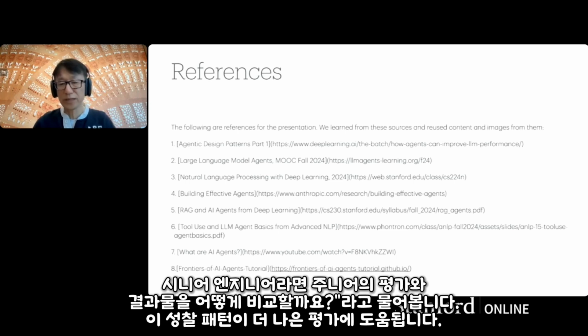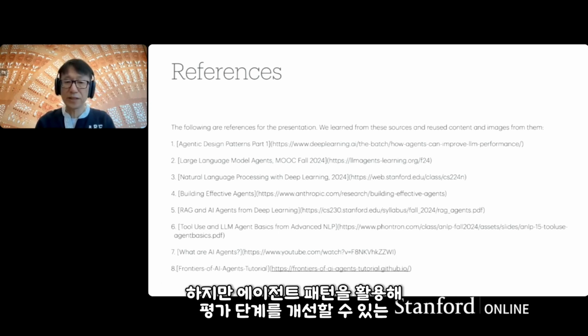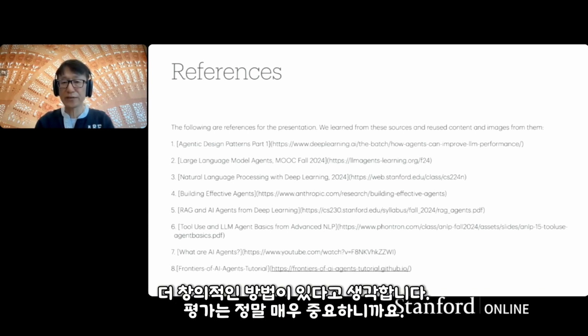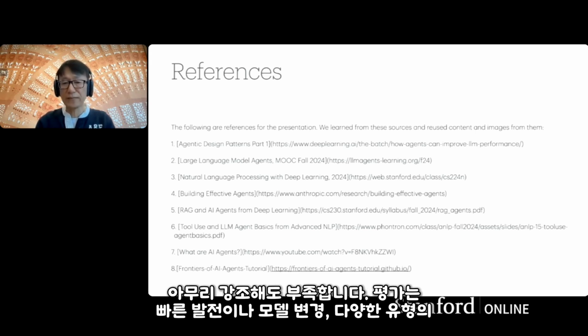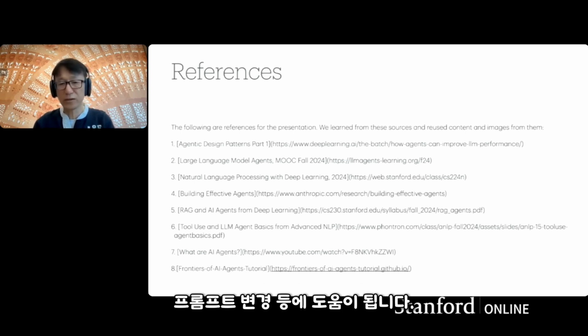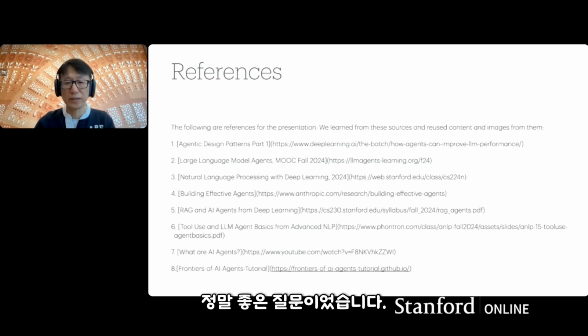However, I think there can be a more creative way to improve your evaluation stage using agent patterns, because evaluation is really, really important. I can't emphasize it more, because that will help you to advance fast, or change models, or change the prompt, and so on and so forth. So I think that was a great question.